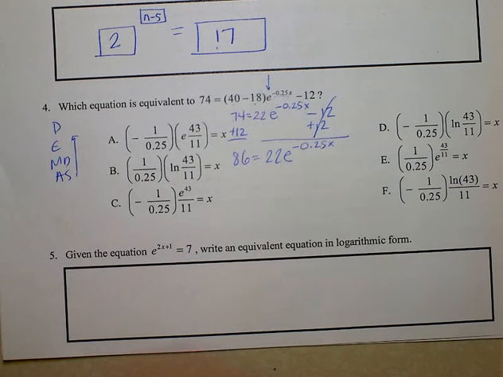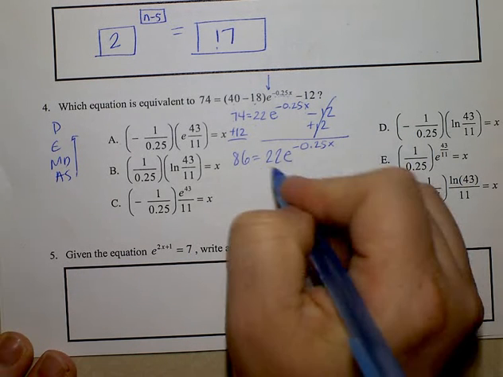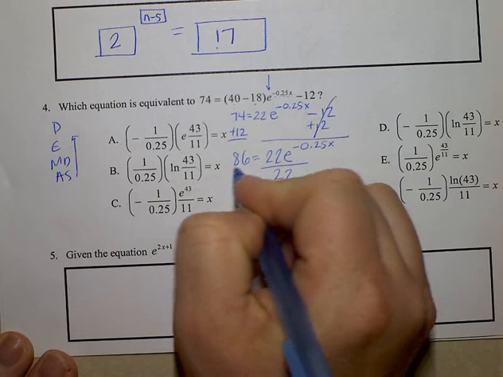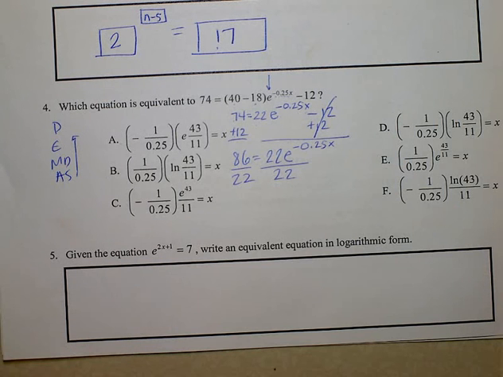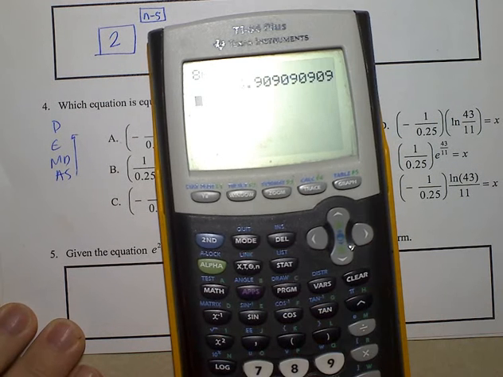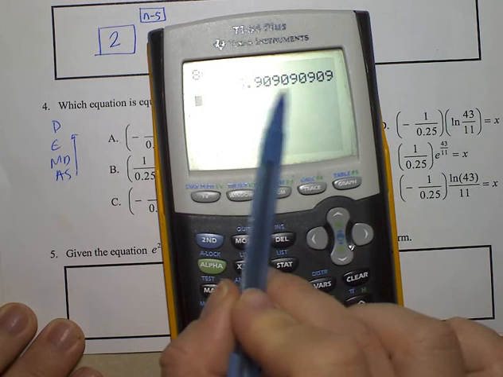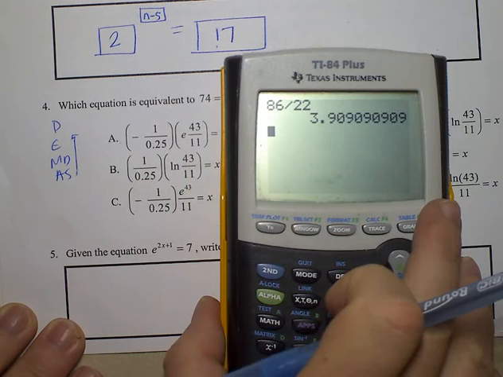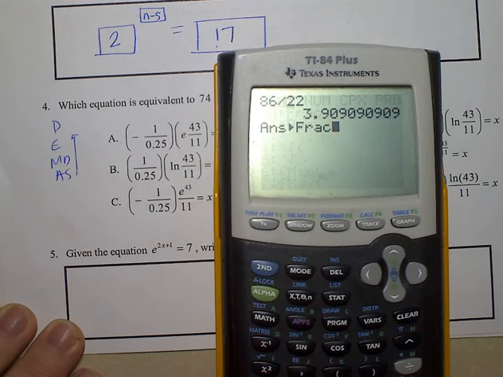And our goal again is to isolate these. So let's divide by 22 next. And now take a calculator and go 86 divided by 22. And is it a nice decimal, or do we need to put it back into a fraction? Oh, it's not very nice. It's ongoing, even though we can predict the next number. So let's hit math fraction, enter, enter, and it will reduce it for us. 43 over 11.